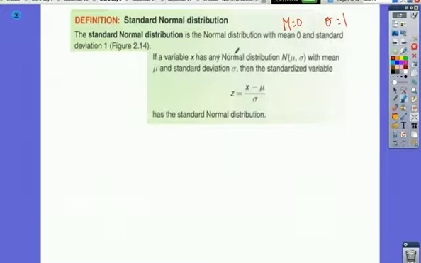If a variable x has any normal distribution, and remember we represent normal distributions like this with mu and sigma, which is the mean and the standard deviation, then the standardized variable z equals x minus mu over sigma. This is the same thing as a z-score, which is what you guys calculated in section 2.1. And so what this means is your observation minus your mean over your standard deviation, just like you did in the last section.